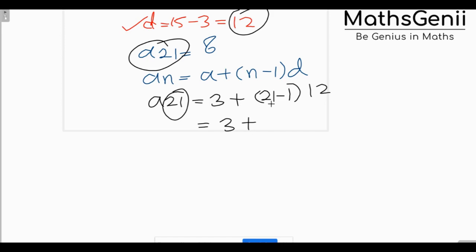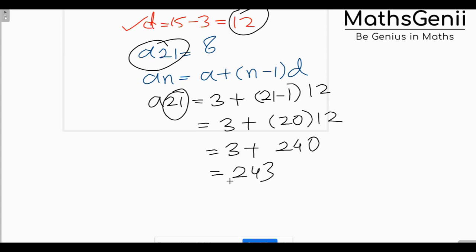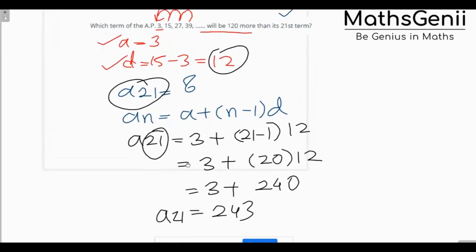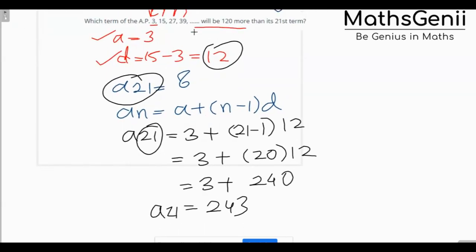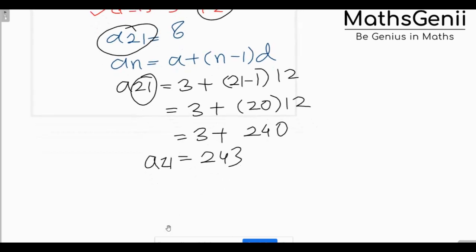3 plus 21 minus 1, 20 into 12, which is equal to 3 plus 12 twos are 24 and 0. So 243. So I have A21's value. But in the question he is asking that it is 120 more than the 21st term. So this is my 21st term and it is 120 more. More means addition.